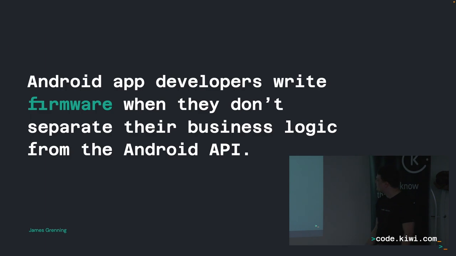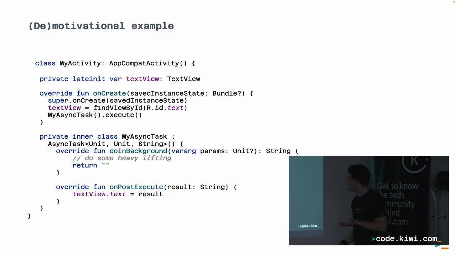What about Android? I got this very amazing quote, also from the Clean Architecture book, by James Grenning. And it says, well, when we tie up our application code into the Android API directly, we're essentially writing firmware, because it's impossible to get the code out of the Android family of devices, which could be the case.